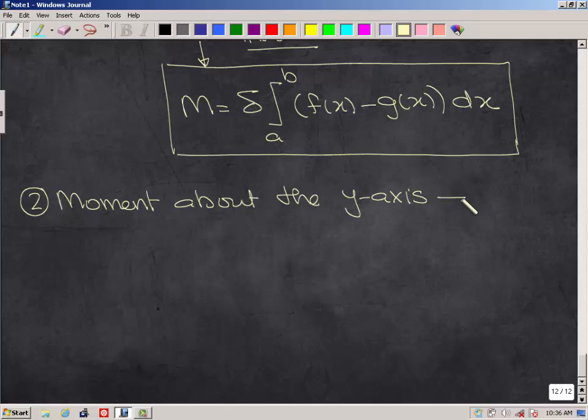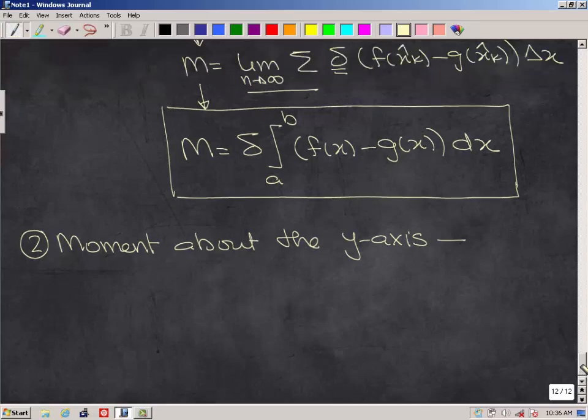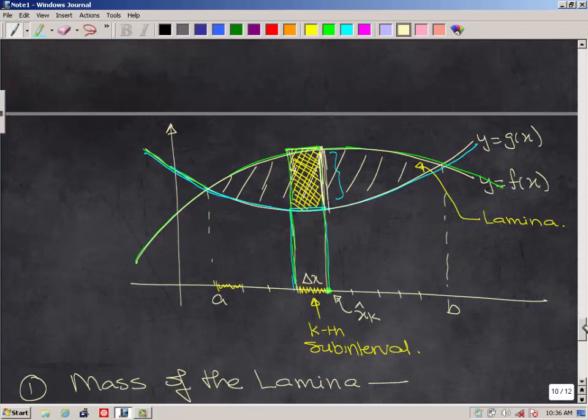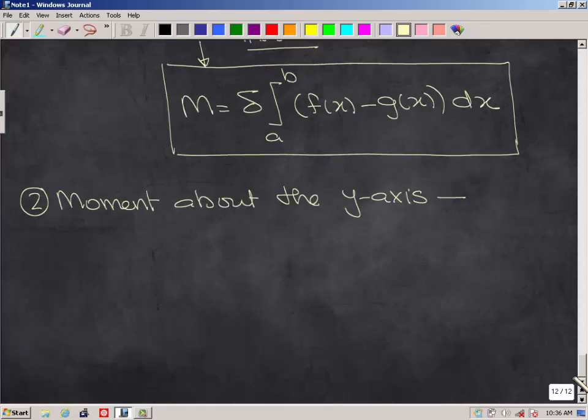So instead of looking at the entire lamina, what will be the moment about the y-axis? It will be the tendency of the lamina to rotate about the y-axis, the entire lamina. So we're not going to do the entire lamina. We'll just work on our rectangle. Once we figure out what happens to this one rectangle, we can start adding up the moments about all the other rectangles. So we want to figure out what is the moment about the y-axis for just this one rectangle. Okay, so let's do that.